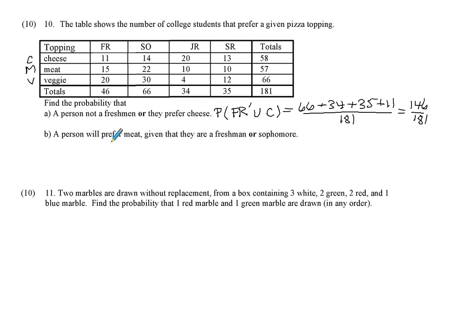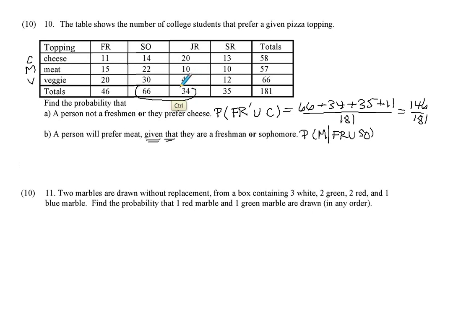What's the probability a person will prefer meat given that, some keywords there, given that, this is a conditional probability, then, they are a freshman or sophomore. So let's write this in symbols. We're finding the probability that they prefer meat, so that's M, given that they're freshman or sophomore. So freshman union sophomore. So it's given that they're in one of these two columns.